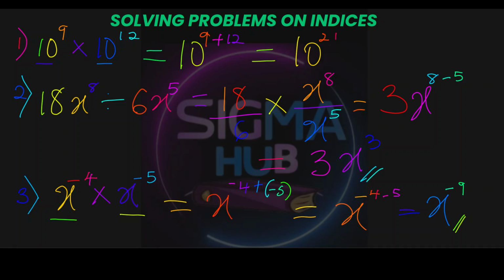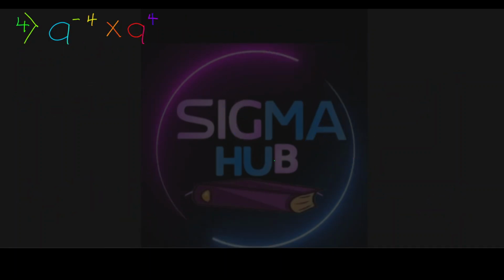Now let's progress to more problems. It says a raised to the power of minus 4 multiplied by a raised to the power of 4. So we are still going to be using the same law. It's going to be equal to a raised to the power of minus 4 plus 4. It's going to be a raised to the power of 0. And don't forget, one of the laws of indices is when you have 0 power, 0 index, the answer is 1.